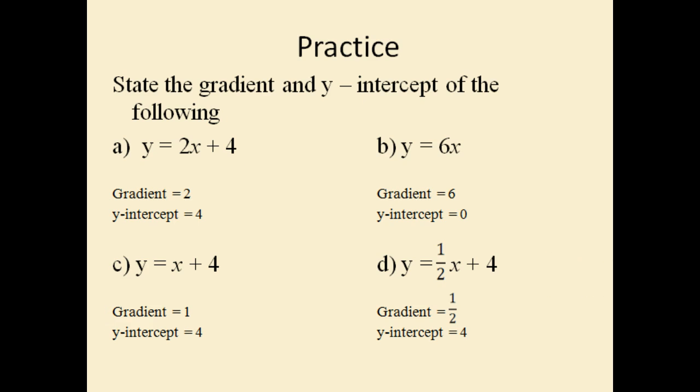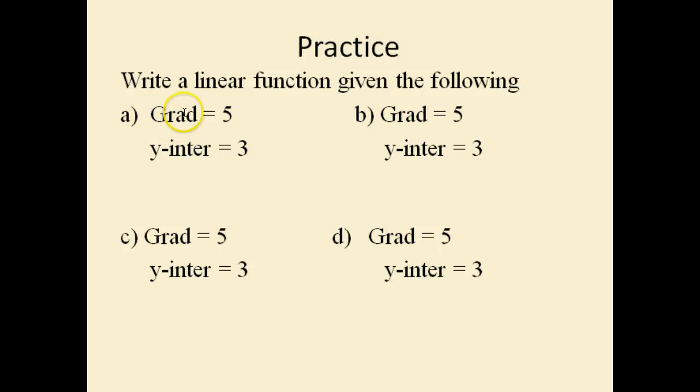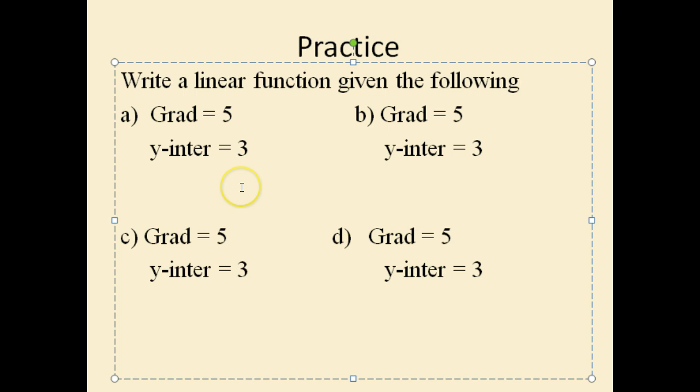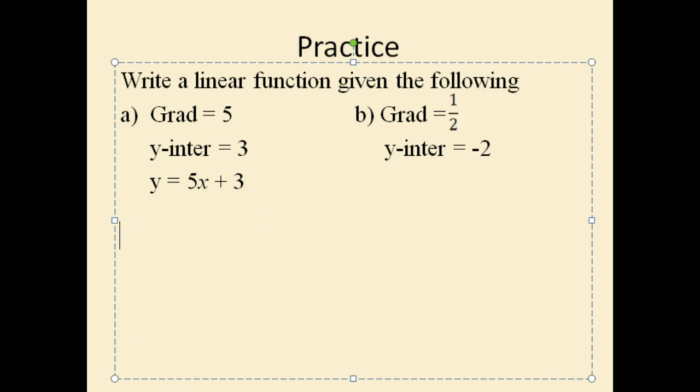If we look the other way, if we're given what each of those means, and we need to write the function, so this first one would be y equals 5x plus 3. Remember, we go y equals m, which is the gradient, x plus the y-intercept, or minus the y-intercept if needed. Okay, I've just changed a couple of these and I've just deleted some. I think this is a fairly straightforward concept for you guys.